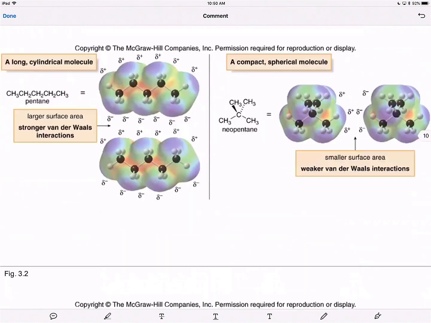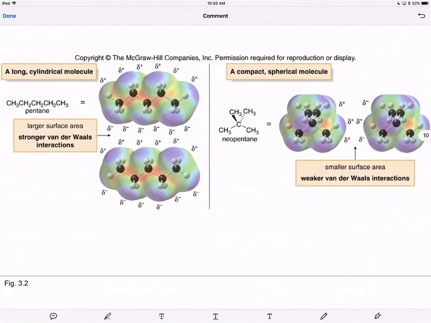So let's look at how it's going to affect some of the properties in organic molecules. I have two structures here. I have pentane on the left. I have neopentane on the right. They both contain the same number of carbon atoms. One is a long molecule. The other one, of course, is a compact molecule. The question is which one will have more van der Waals force.